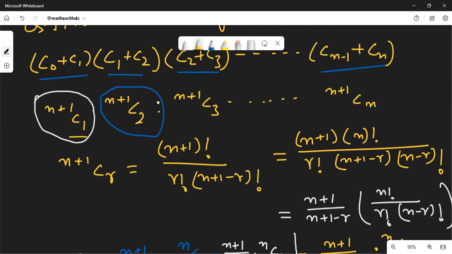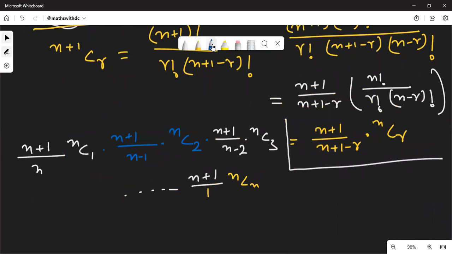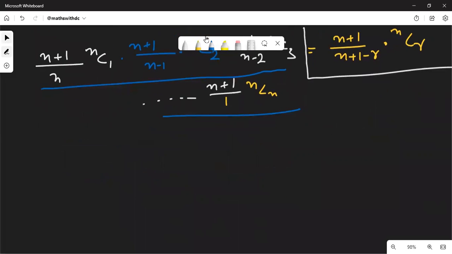I mean, this equation here can be written as this equation. Now what is this? nC1, nC2, nC3. We are simply saying C1, C2, C3 also because n is obvious. And if we separate these things, what do we get? n plus 1, how many times? n plus 1 is n times, you see, starting from C1 to Cn. So n plus 1 to the power n.